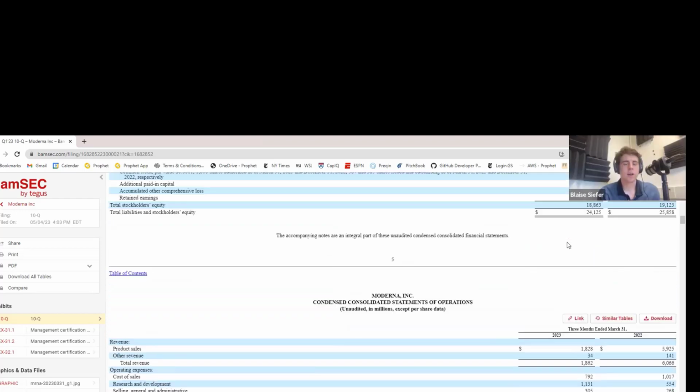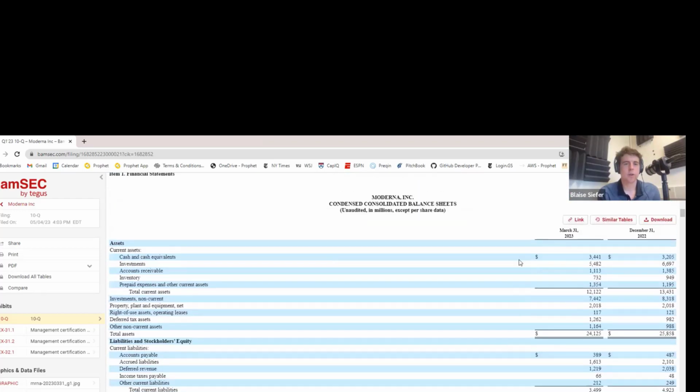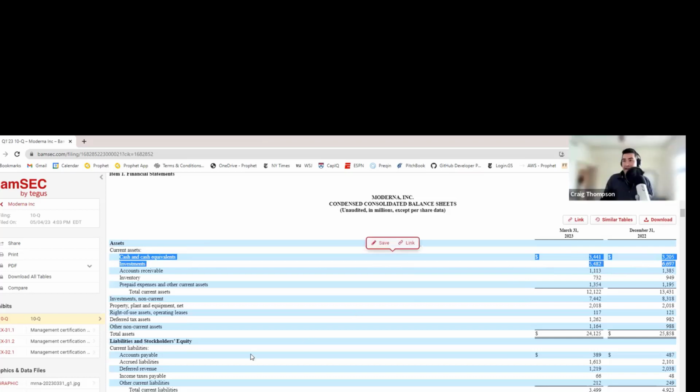Craig, real quick, you said on the assets end, you were really focused on cash and cash equivalents and investments. What are the first few lines that you immediately look at in the liabilities section? In the liabilities section, a big one is debt. Okay. And so these guys don't have any. And so that is a good thing. That's the main liability that I'd look at when looking at balance sheet health.